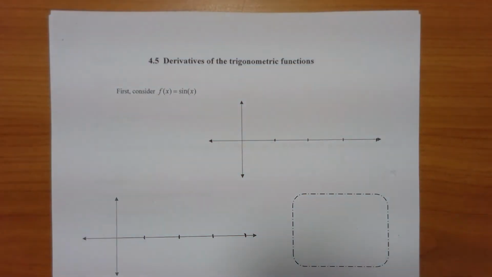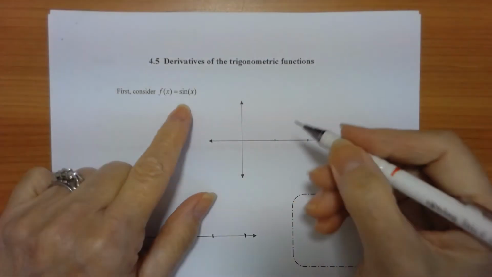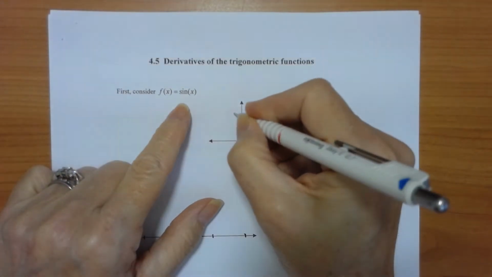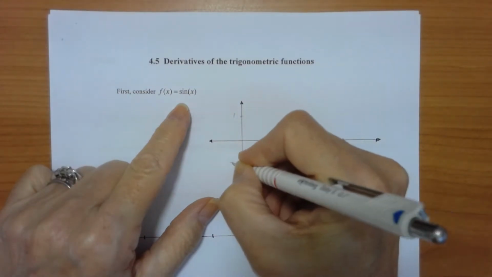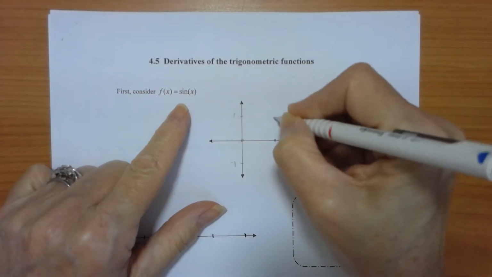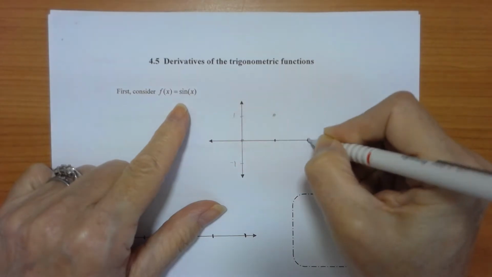Okay, girls, today we're going to talk about 4.5, the derivatives of trig functions. First I want you to consider the graph of sine x. I'm hoping that you remember this graph. If you don't, you might need to look back at your notes to remember how this graph looks.